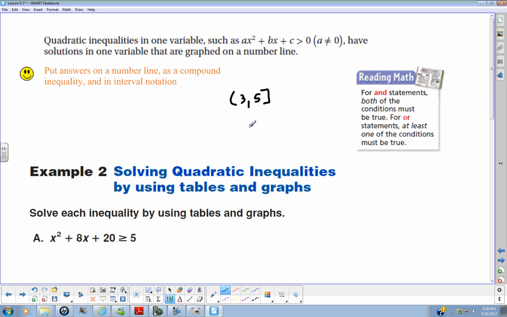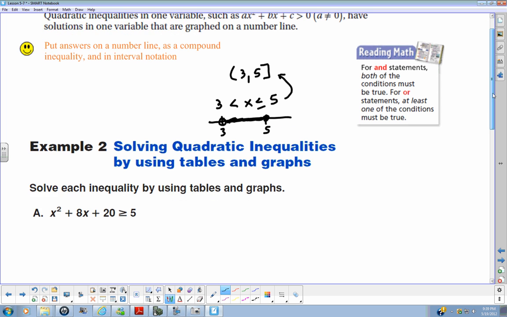So if we had x is greater than 3 and less than or equal to 5, then we would use that interval notation right there. And if I graph this on a number line, we'd have 3 here and 5 over here, and open dot on 3, closed dot on 5, and then connecting them. So we're going to use all 3 of those things in our answers for this problem.